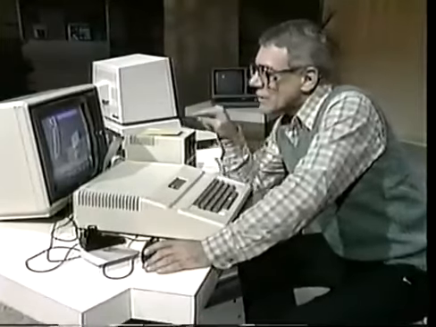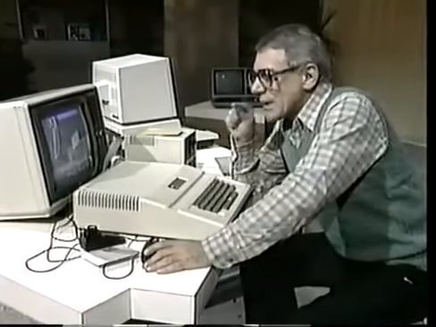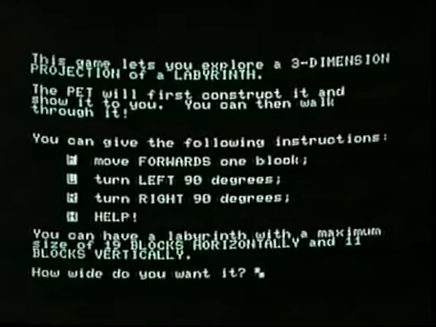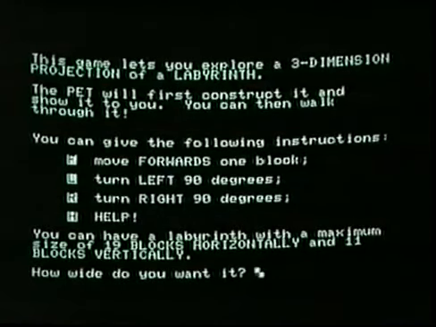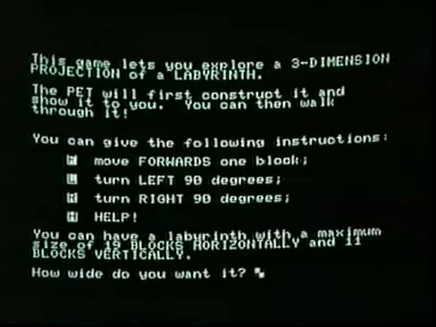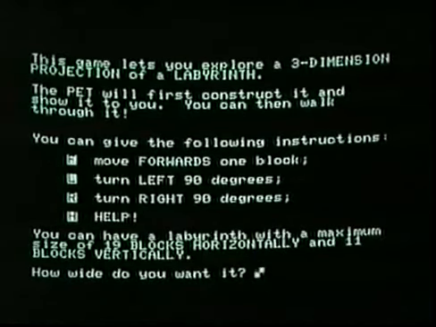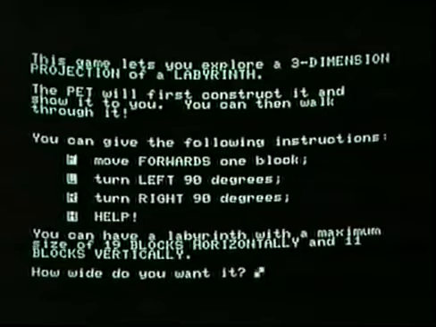Well, so much for the physical games. Now can you show me a mental computer game that teaches you something? Well, one of the most popular mental games for the computer is the maze or labyrinth game. There's an example on the disc in the PET. It's called Labyrinth. Okay. You can give the following instructions. F, move forwards 1 block. L, turn left 90 degrees. R, turn right 90 degrees. H, for help. I'll probably need that one.